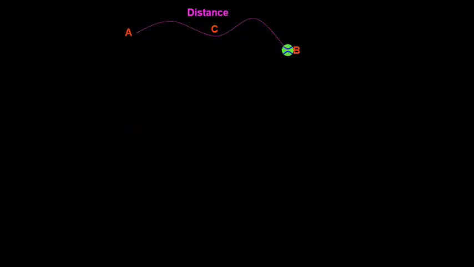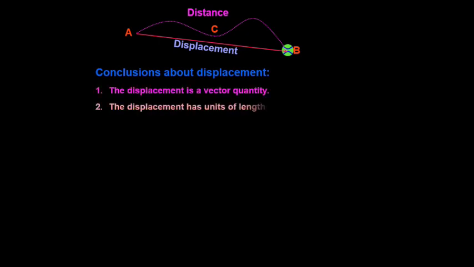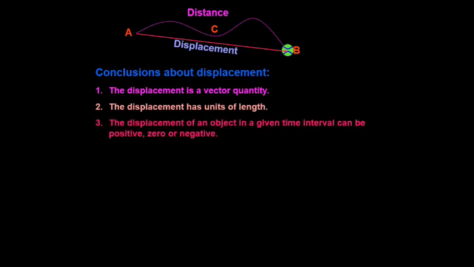The next one, that's a ball moving like this, and the distance traveled is ACB, but what is the displacement? Displacement is AB, the direct straight line. Conclusion about displacement: displacement is a vector quantity. Displacement has units of length.